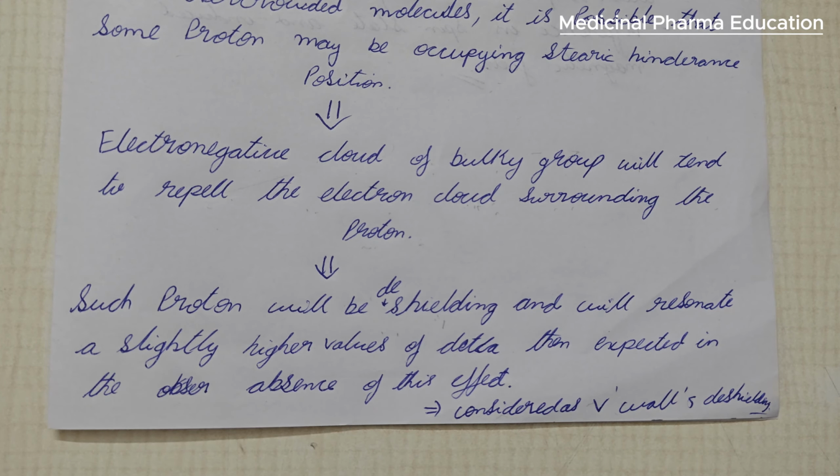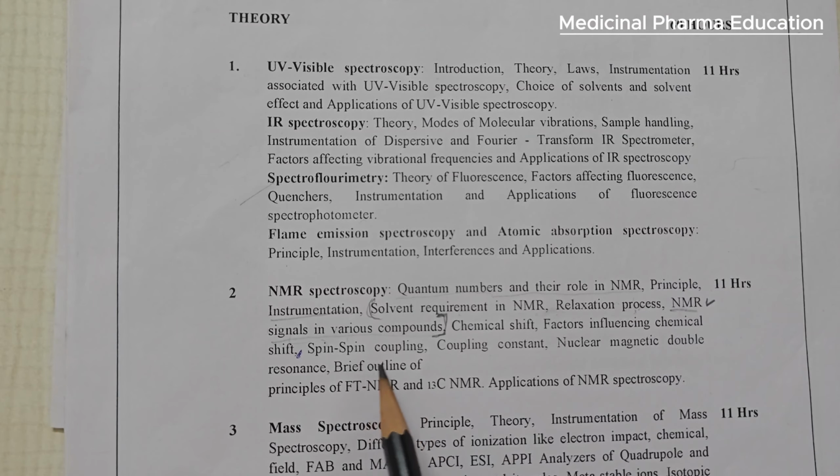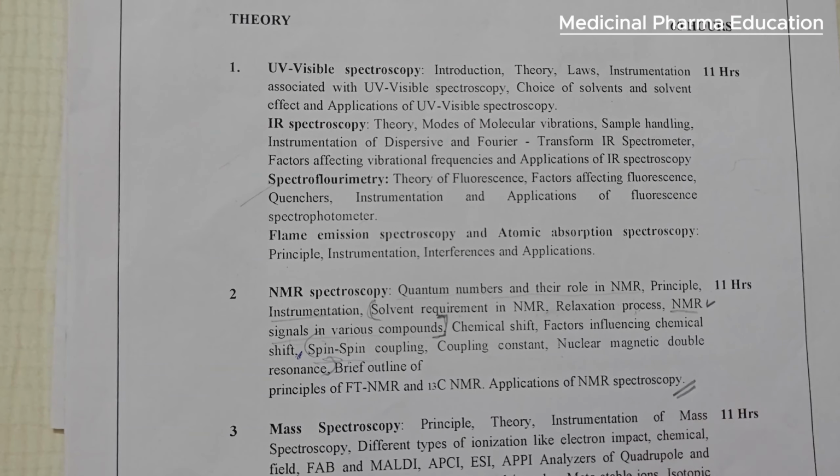By this we complete the chemical shift and the factors affecting the chemical shift. Next we will start spin coupling constant and nuclear magnetic resonance. We will complete all this topic in the next video, and in the next video we will complete NMR spectroscopy and start mass spectroscopy.